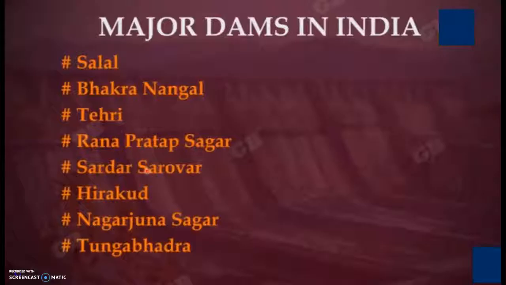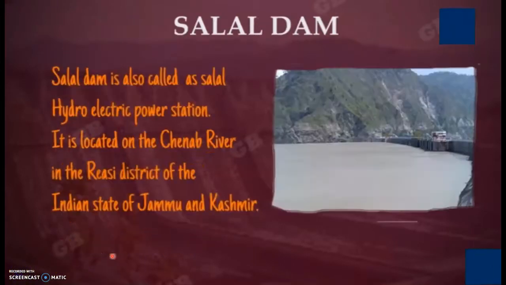Okay. Children, next we will move to the third chapter, water resources. Major dams in India. There are 8 dams to study. Salal, Bhakra Nangal, Tehri, Rana Pratap Sagar, Sardar Sarovar, Hirakud, Nagarjuna Sagar, Tungabhadra. Salal Dam is also called Salal Hydroelectric Power Station. It is located on the Chenab River in the Reasi district of the Indian state of Jammu and Kashmir. So Salal Dam is on the Chenab River.